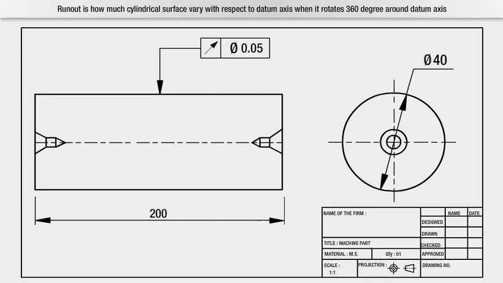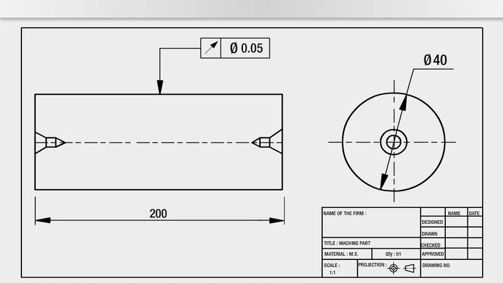Runout. Runout is how much cylindrical surface varies with respect to datum axis when it rotates 360 degrees around datum axis. Let's refer drawing to check runout. It is represented by this symbol. As per drawing, runout tolerance limit is 0.05 mm.